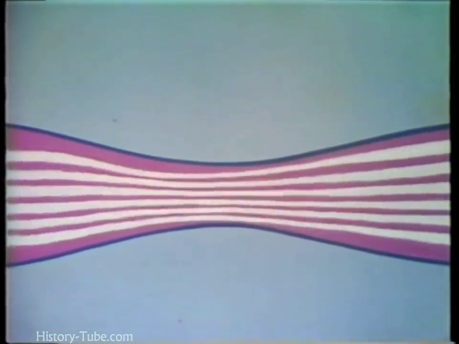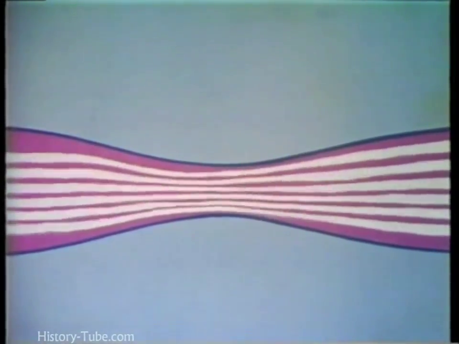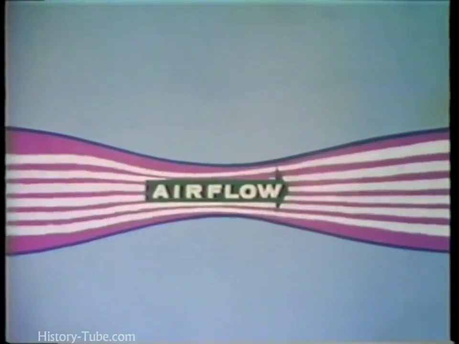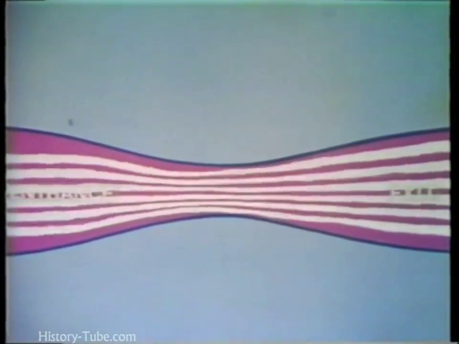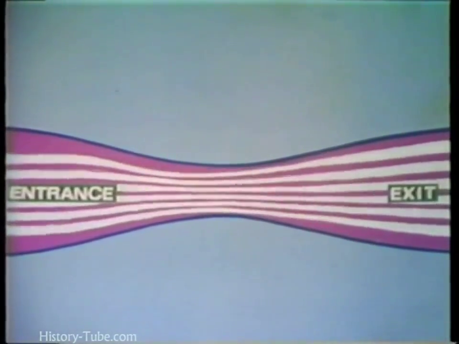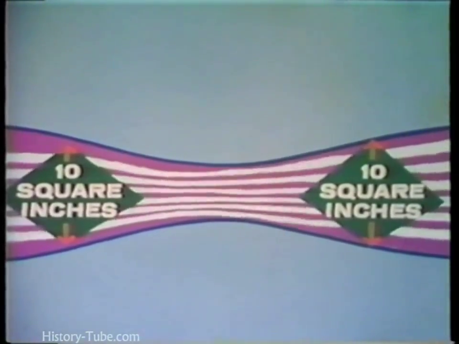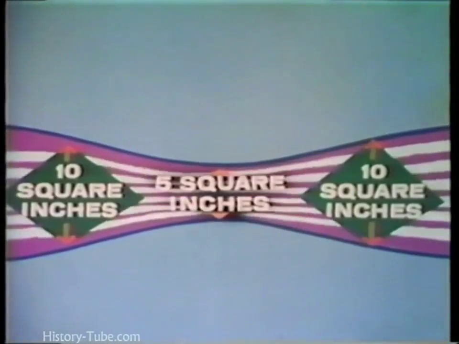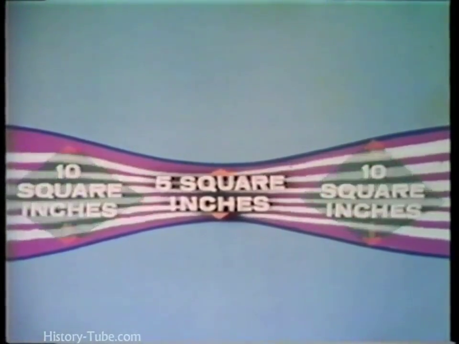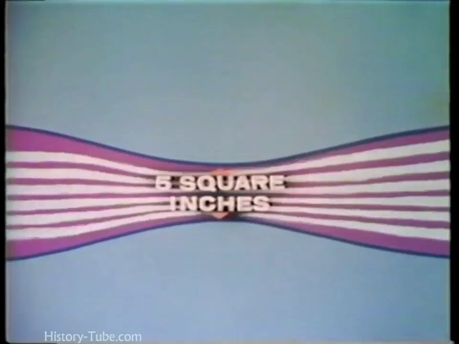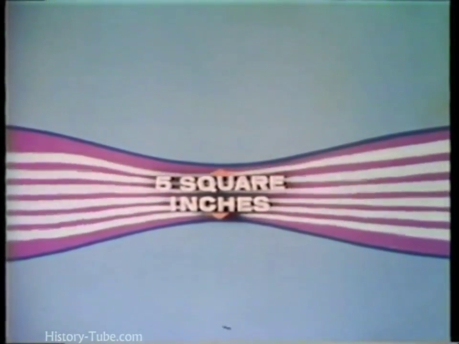Now, by animation, let's study the airflow in greater detail. First, note that its pattern suggests it is passing through a tube-shaped device. Next, notice that the entrance and exit of the device are the same size. We can measure the openings and find that the ends are each 10 square inches. The middle part is squeezed, creating a throat of 5 square inches. Now, if we direct smoke lines through the device, its pattern will show that something happens to the air where it goes through the narrowed part.